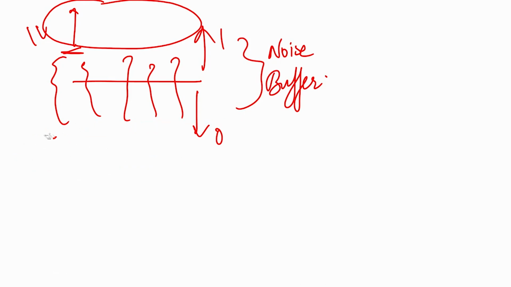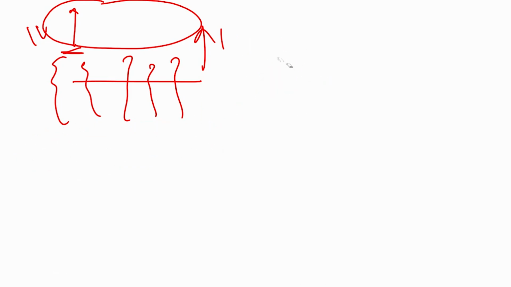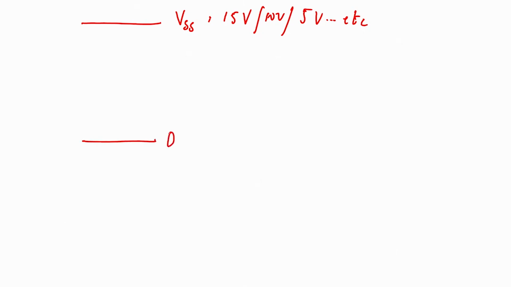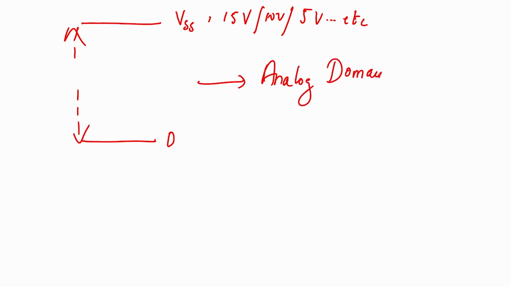Now, let us get back to our idea of how to understand intuitively, because this is a practical session, how digital to analog conversion and analog to digital conversion is done. So, where did we start? We started that there will be a peak voltage, let us say VSS, that could be 15 volt, 10 volt, 5 volt, or any voltage. You have the floor voltage, that is 0. The range of values here represents the analog domain.